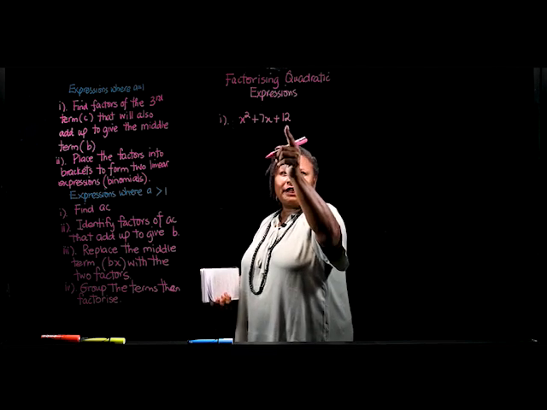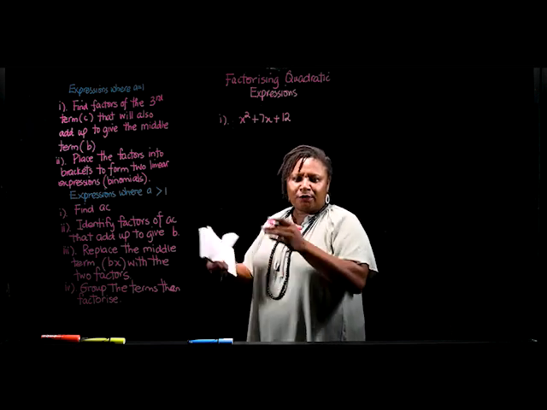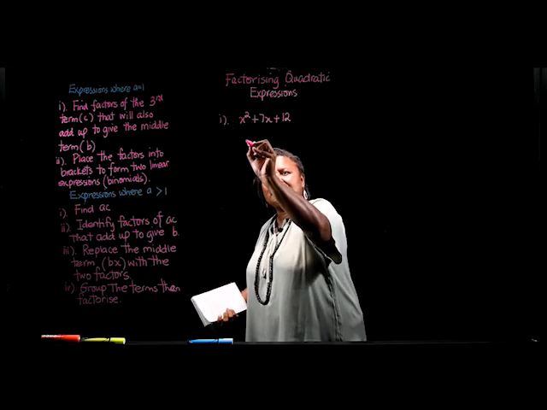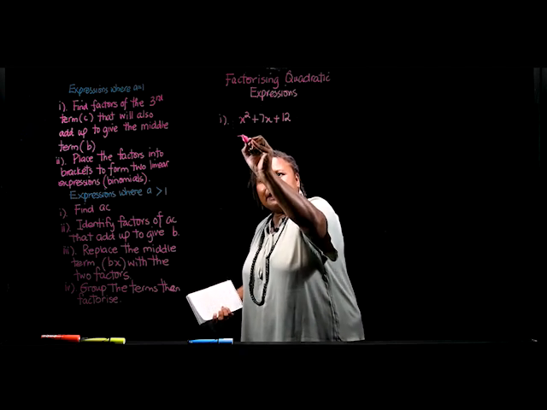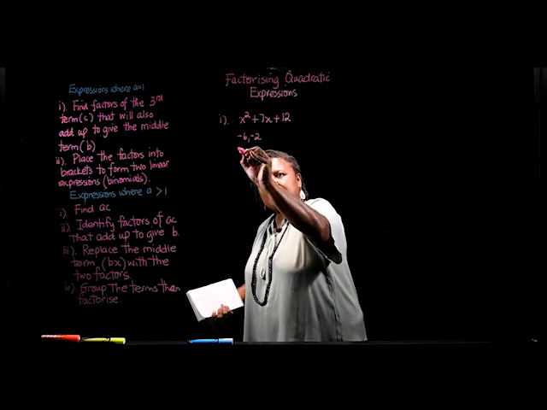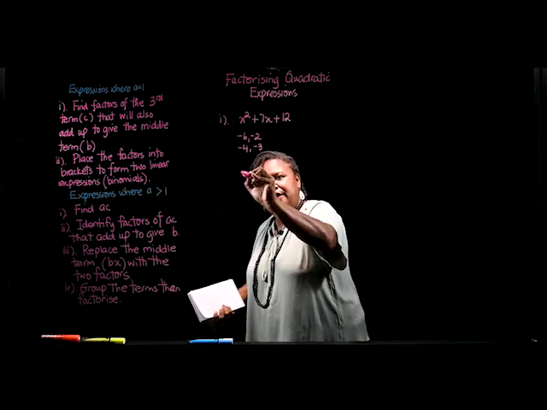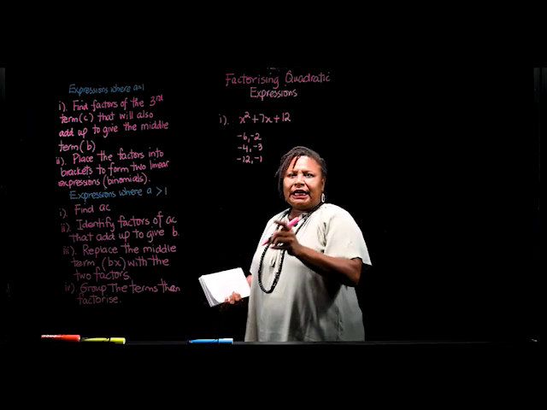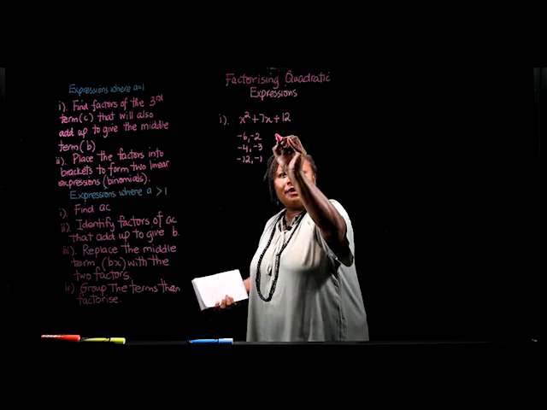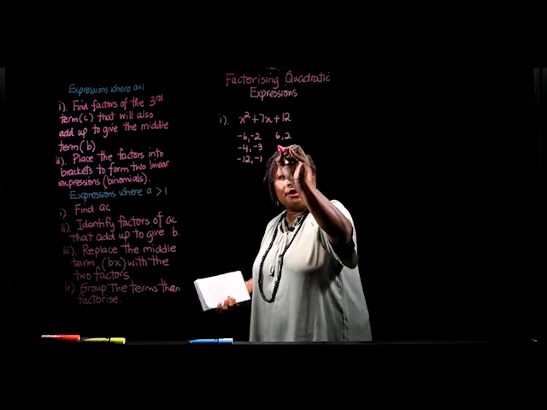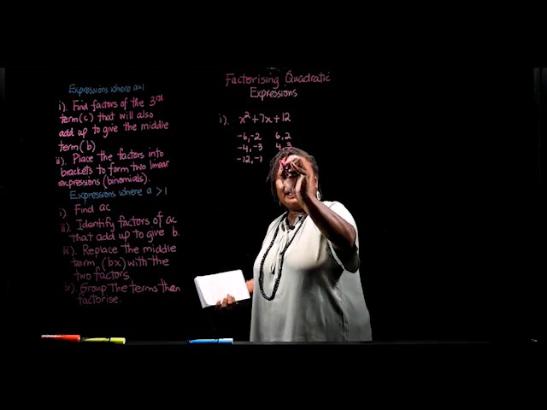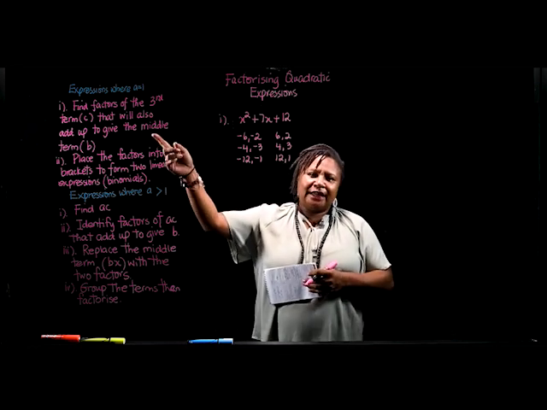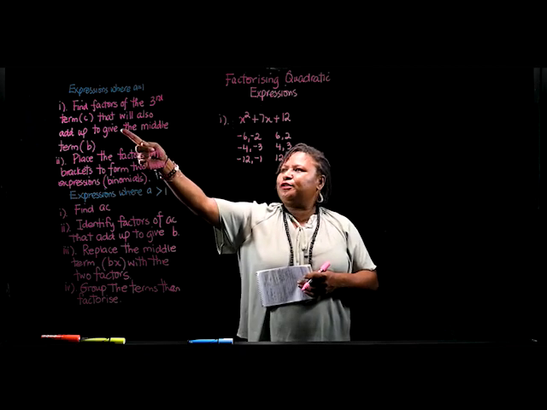Now all factors of 12, because it is positive, you will have positive factors and negative factors. So we list down all our factors. We have negative 6 and negative 2, negative 4 and negative 3. We also have negative 12 and negative 1. And the positive factors are positive 6 and positive 2, positive 4 and positive 3, and positive 12 and positive 1.